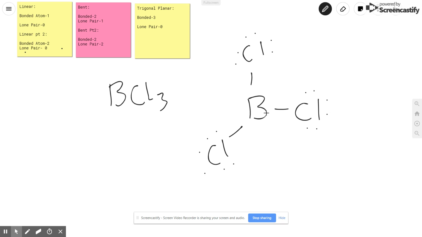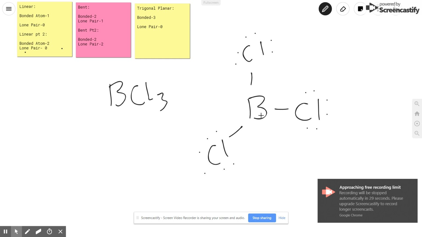So here we have boron. Boron's one of our exceptions. He doesn't have to have a full octet. He usually just likes to have 6 altogether. But anyways, here we have boron trichloride. He has 3 chlorine atoms bonded to him. He has no lone pairs on his central atom. So his shape would be trigonal planar.